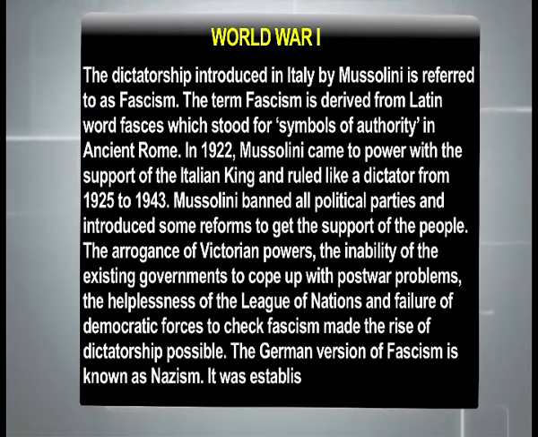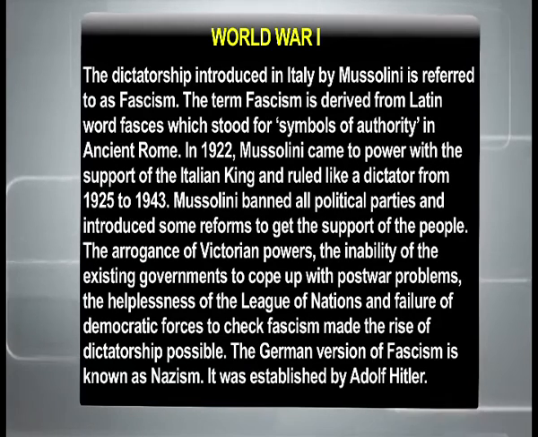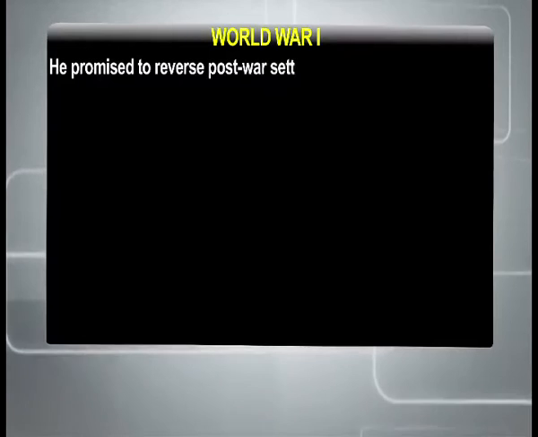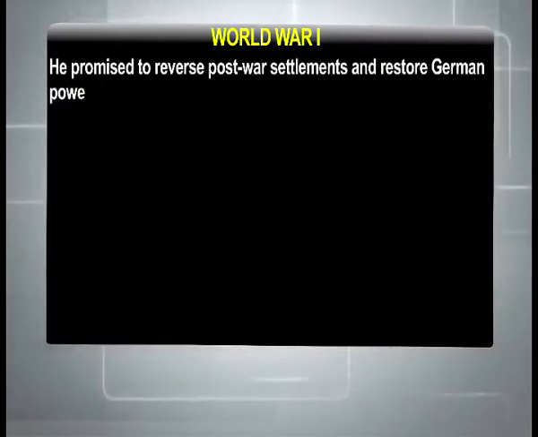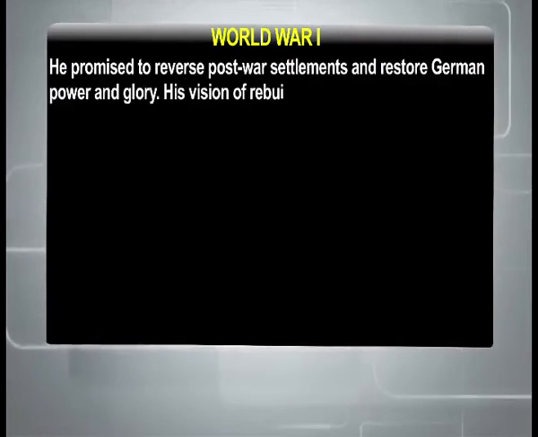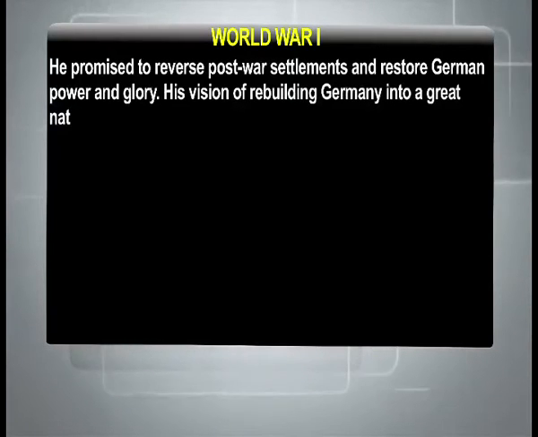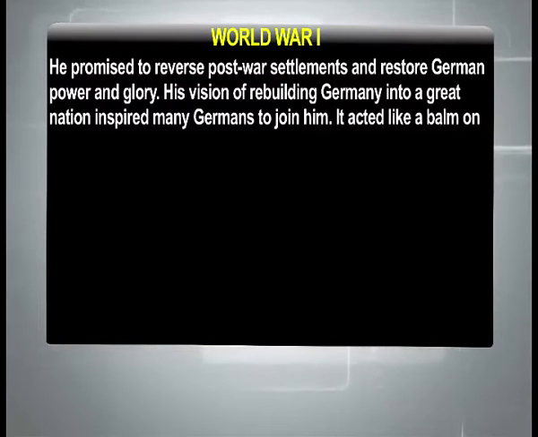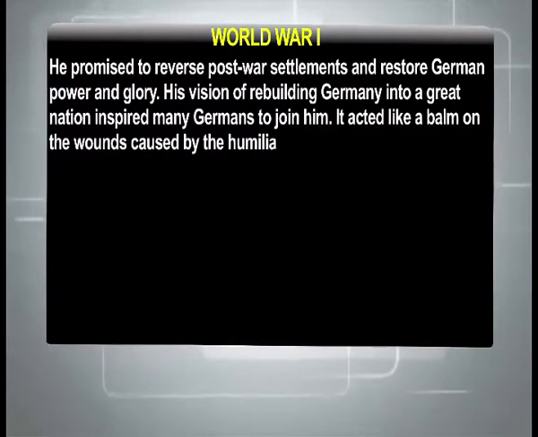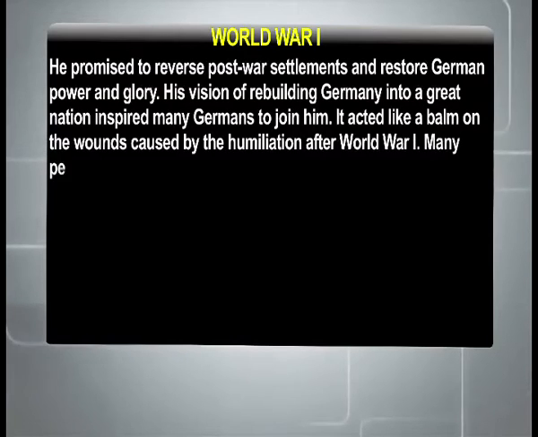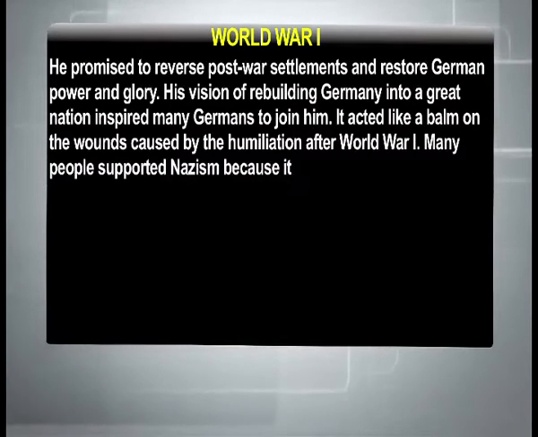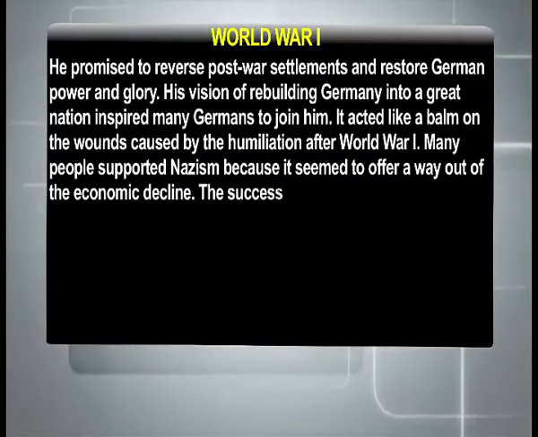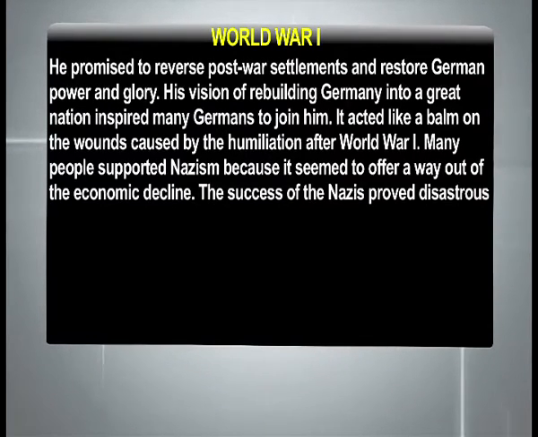The German version of fascism is known as Nazism. It was established by Adolf Hitler. He promised to reverse post-war settlements and restore German power and glory. His vision of rebuilding Germany into a great nation inspired many Germans to join him. It acted like a balm on the wounds caused by the humiliation after the First World War. Many people supported Nazism because it seemed to offer a way out of the economic decline.